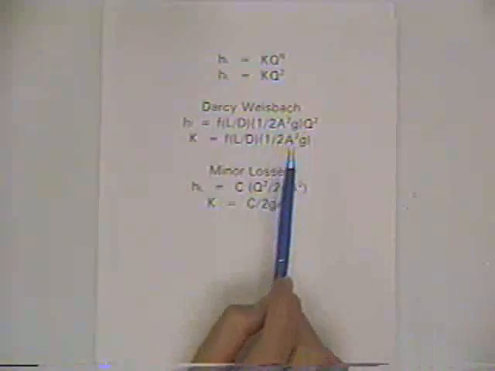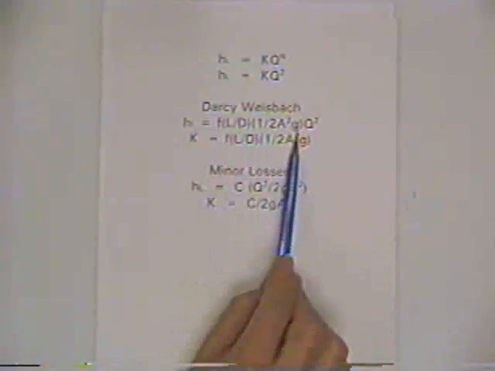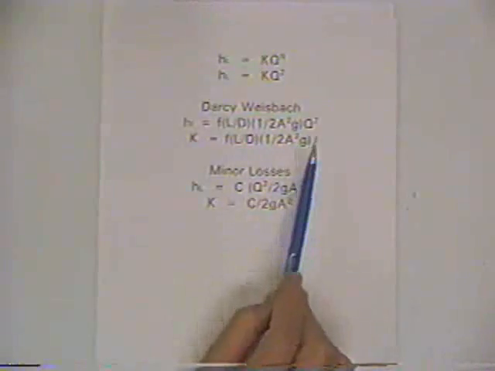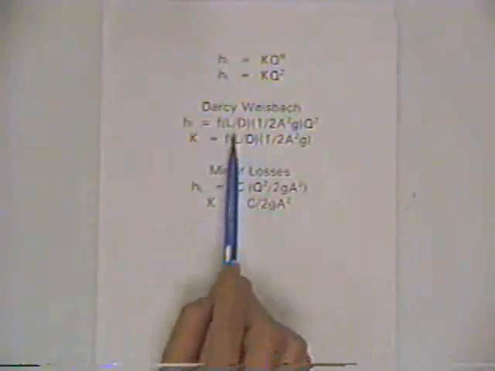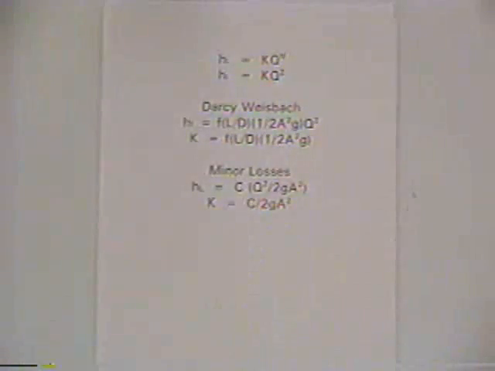This is an expression we've looked at before. So you could lump all of these terms together and call them whatever you wanted. Let's call them K. And so we could say that the head loss is K, and the K is just all of these terms in the Darcy-Weisbach equation, times Q to some power. And if it's Darcy-Weisbach, that power is going to be a square.